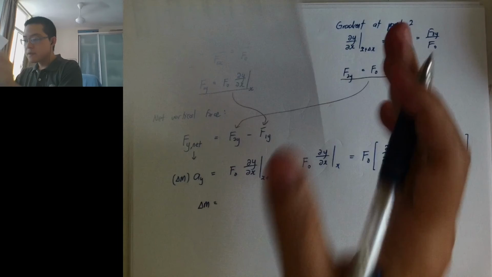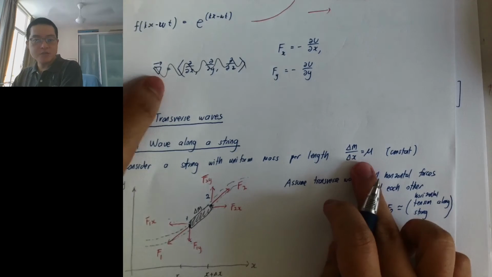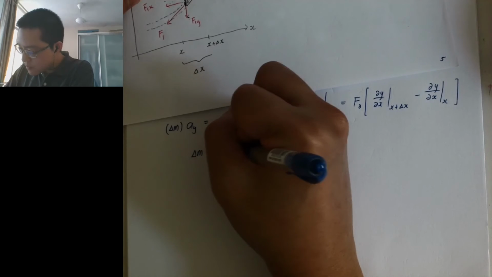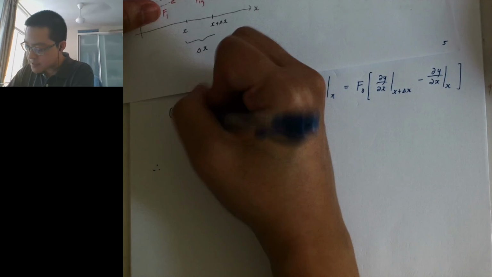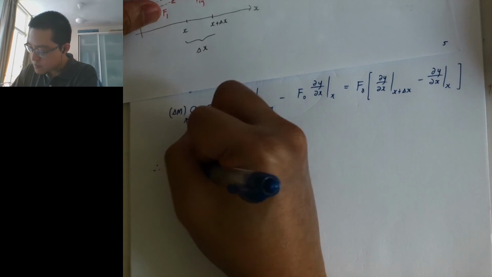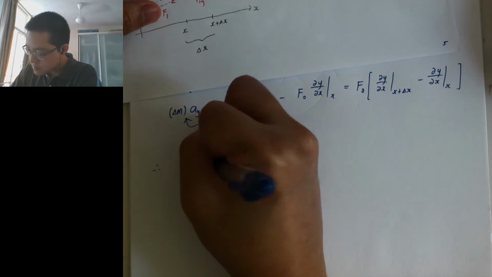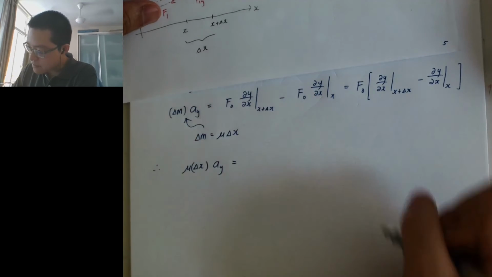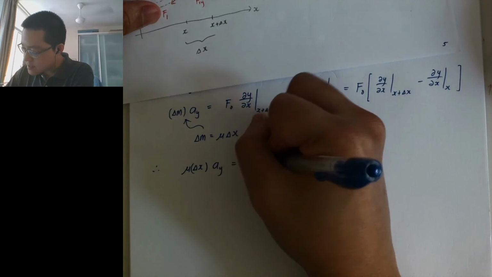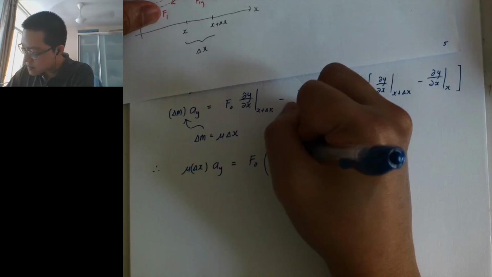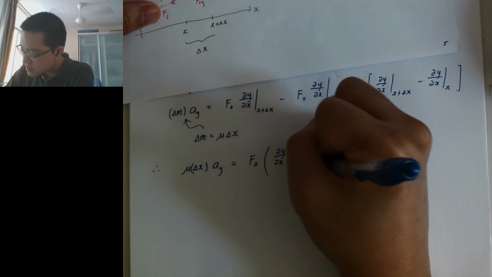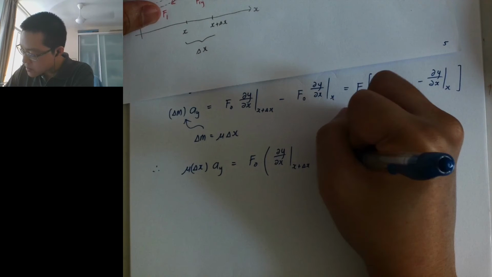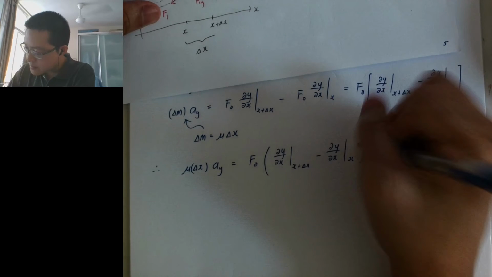Well, delta m is related to a string of uniform length. So delta m equals mu delta x. Therefore, I put this inside here, so I got mu delta x, a in the y direction, and on the right hand side it equals this thing: partial y partial x evaluated at this point, and then partial y partial x evaluated at this point.